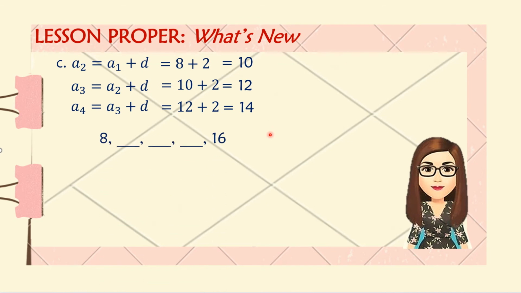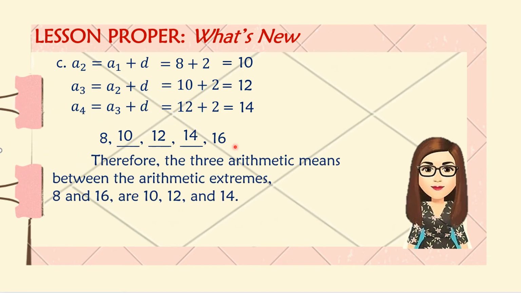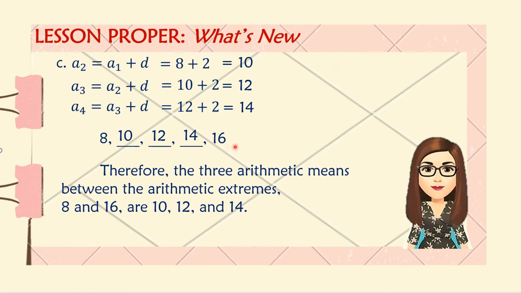Okay? So, we have 8, yung first term natin, plus 2. So, that is 10 plus 2, 12 plus 2, 14 plus 2, 16. So, nakuha natin. So, ibig sabihin tama yung answer natin kasi yung pang fifth term natin ay 16. Okay? So, therefore, the three arithmetic means between the arithmetic extremes 8 and 16 are 10, 12, and 14. Okay? So, ganun lang siya kadali. Ganun lang siya kasimpleng gawin. Okay? Basta alam mo yung formula.